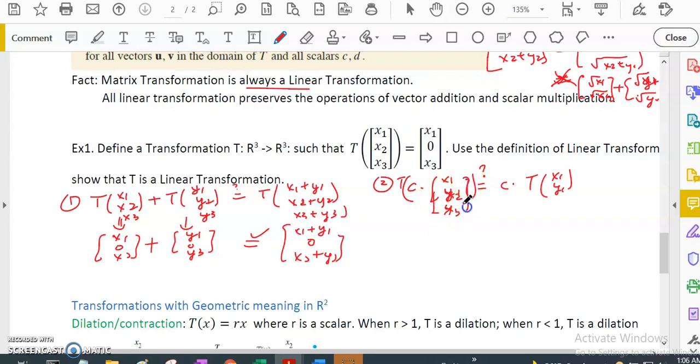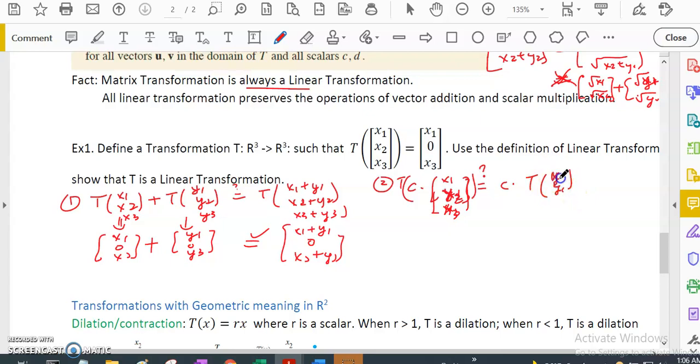So we prove part 1, which is T of x plus T of y equal to T of x plus y. And now we're going to prove, if I have a constant and I multiply it to x1, x2, x3, and then I do the transformation, would it be the same as if I multiply afterward?